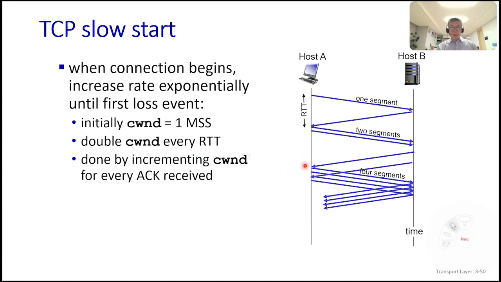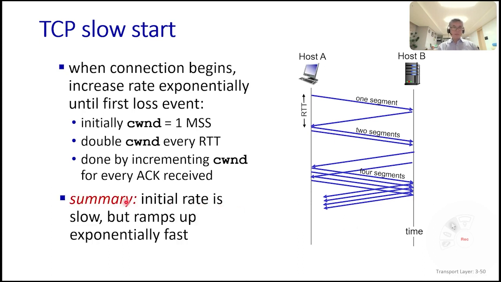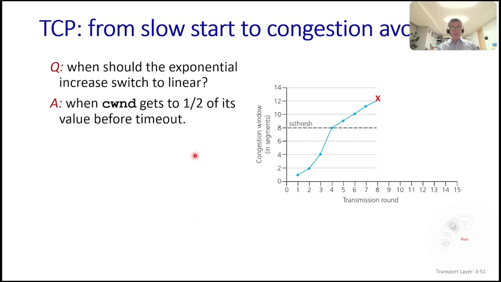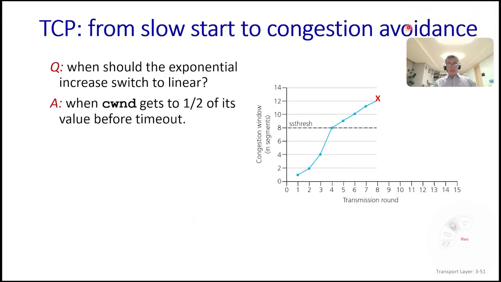In congestion avoidance, we transmit 1, and then 2; when 2 acknowledgments are received, we send 3 and 4; when 4 are received, we send 5. This approach is congestion avoidance. The summary: the initial rate is slow but ramps up exponentially fast. That's why we need another part, congestion avoidance, after slow start.